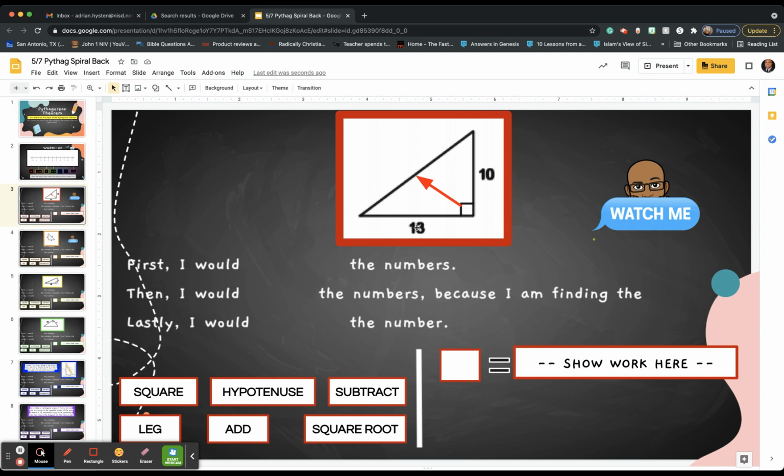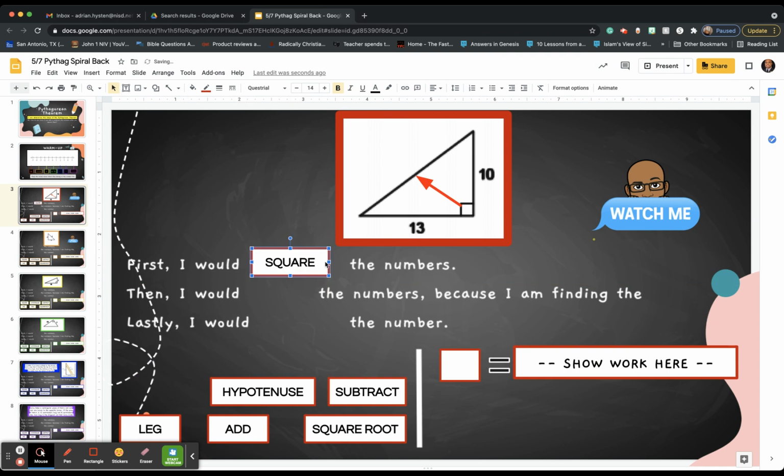So I have A, B, and C, or hypotenuse. To solve this problem, first I would square the numbers, because our formula is A squared plus B squared equals C squared. And remember, if we don't know that, we can go to the first slide and click on the star reference chart.